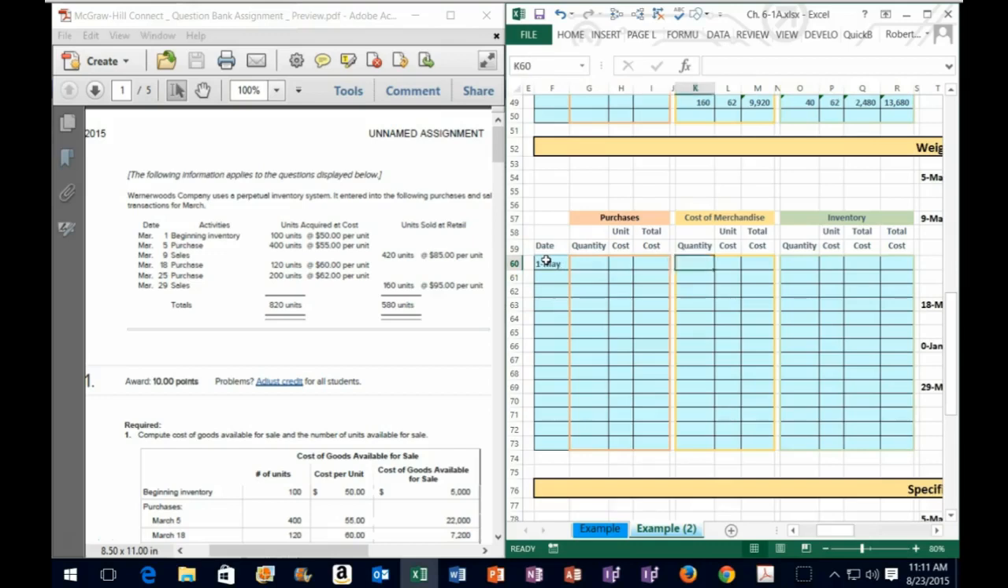We have the same starting ending inventory numbers over here, which are the 100 at $50. If we multiply that out, 100 times 50 gives us that 5,000. I'm just going to put that same 5,000 in the total area. So we have this beginning number. Then the first thing that happens is we purchased. So on 5-5, we purchased. I'm going to put that into the purchasing column up here, of course.